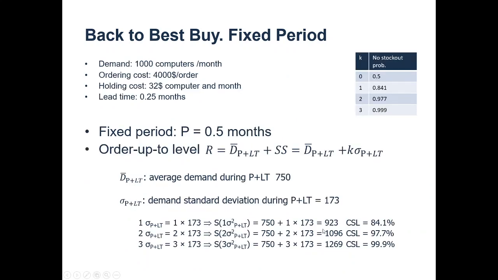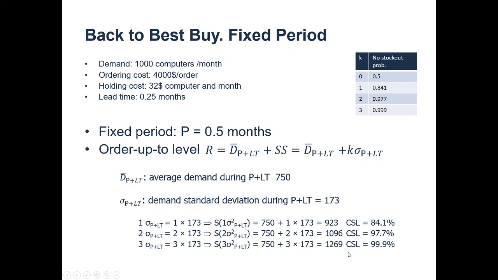So what we can now do is calculate that up-to order level, which is, remember, that 750 computers plus a number of times the standard deviation during the time, which is the fixed period plus lead time. So if we use one standard deviation or two or three, we end up having different values for the up-to level, the R value, which is 1 times 173 or 2 times 173 or 3 times 173, which gives us different values for R.